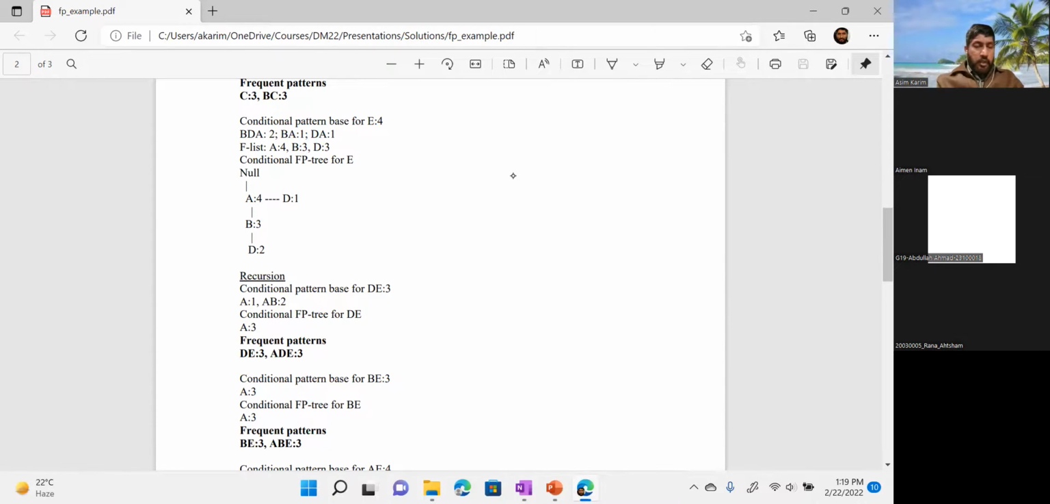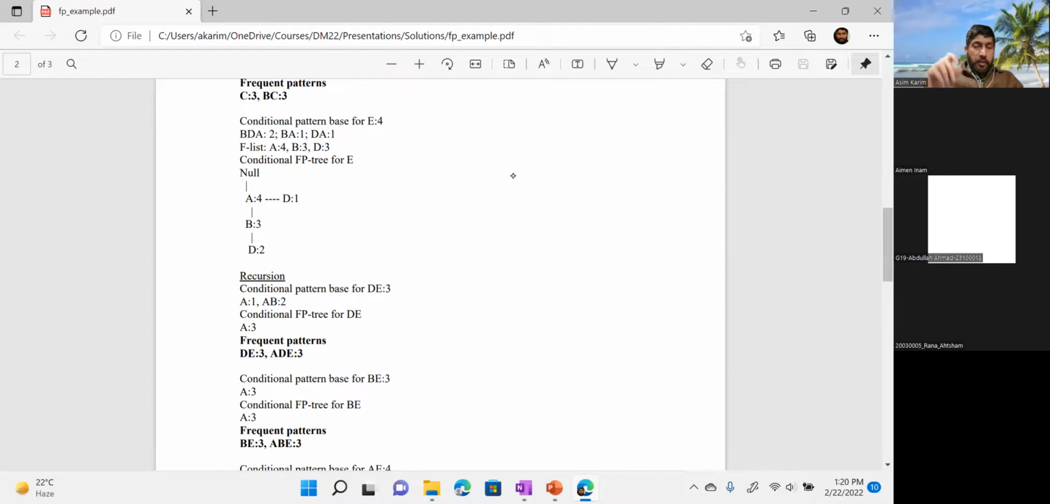From the F list, you do recursion now. Starting from the last item, you do projections for that item from the tree, which we call the conditional pattern base. You get a new database. Okay? The projected database is a new database. Now you can further build a tree from that database, if you want to. And from that tree, you do further projection, further tree, until you reach the end. Once you have reached the end, you go back and then do the next depth search.